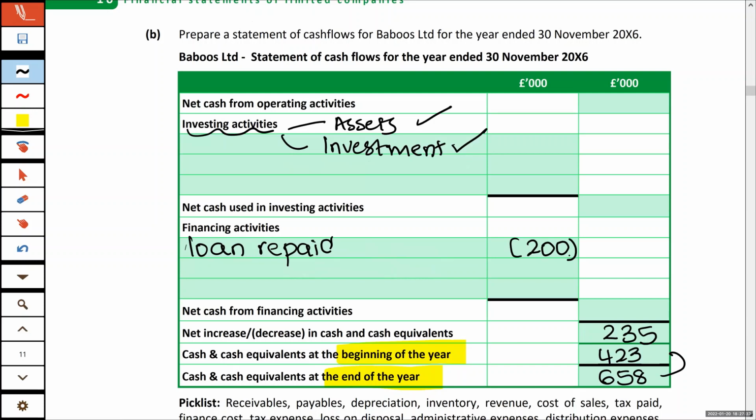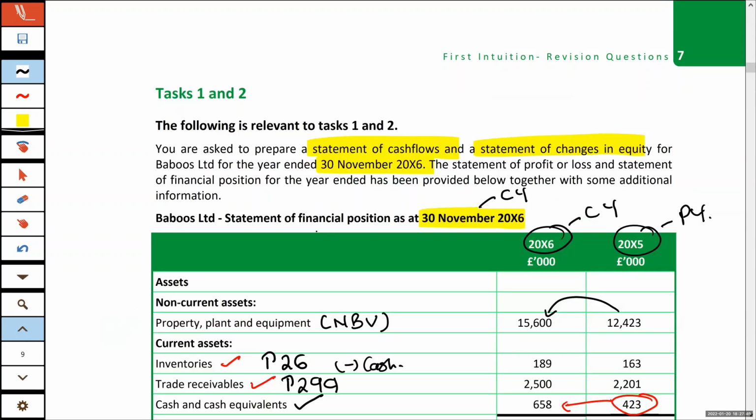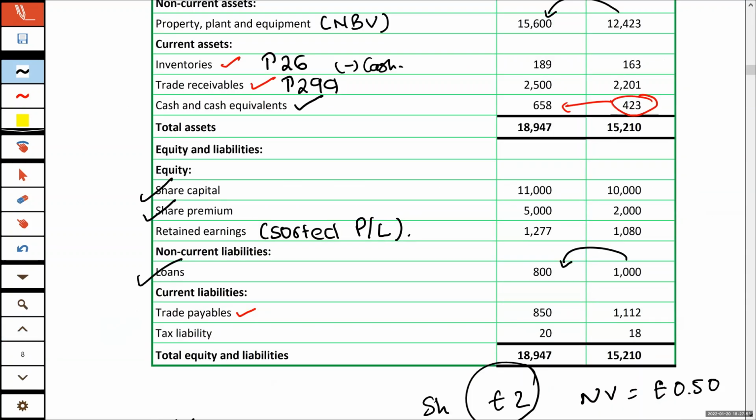And that is crucial in cash flow questions of knowing what you're doing. Is money going out? If out, it's a minus. If it's in, it's a plus. That deals with loans. We said trade payables is part of my cost of sales. So that should be part of my operations. So here again, when I look at the figures, I notice my payables has fallen down. So that has fallen down by 262.